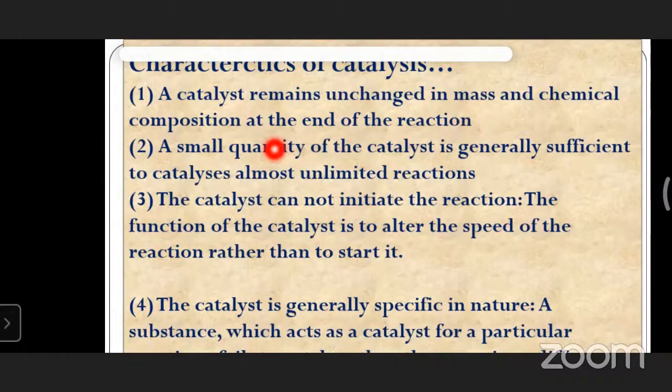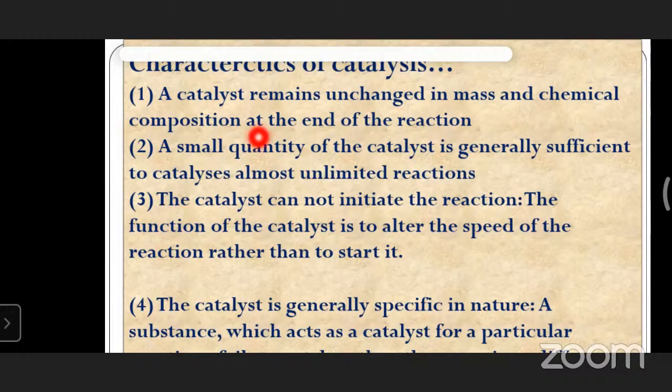And the second point, if we see, a small quantity of the catalyst is generally sufficient to catalyze almost unlimited reactions. If the reactant's mass is higher, we cannot say that we need to take the same quantity of catalyst, not like that. Even a small quantity of catalyst can handle a high quantity of reactants. It does not mean that a larger quantity of catalyst is required.